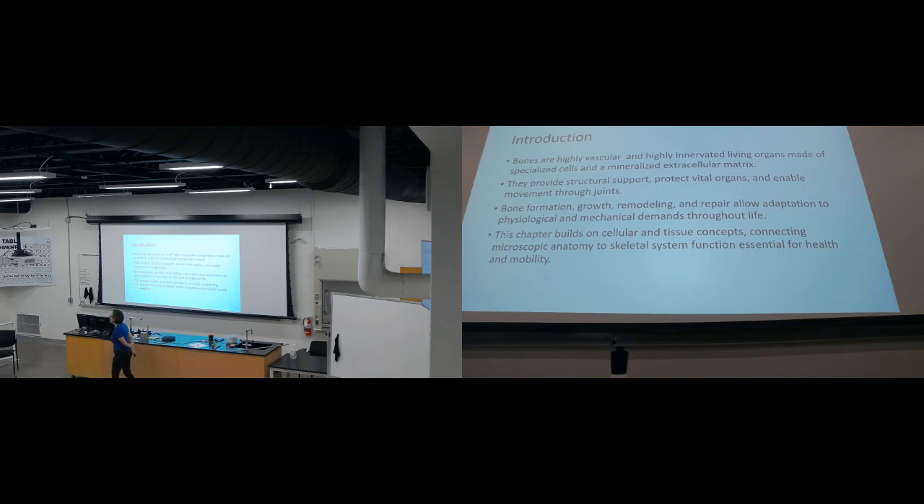So, the introduction. Bones are highly vascular. What it means to be highly vascular is that they have a lot of blood supply. And they have a lot of nerves that provide sensation. They are highly innervated. So they are living organs, and they're made of specialized cells. We will see the types. And these cells are surrounded by an extracellular matrix.